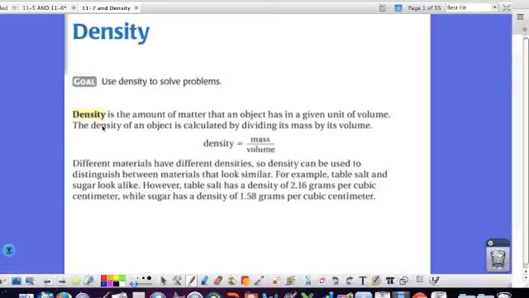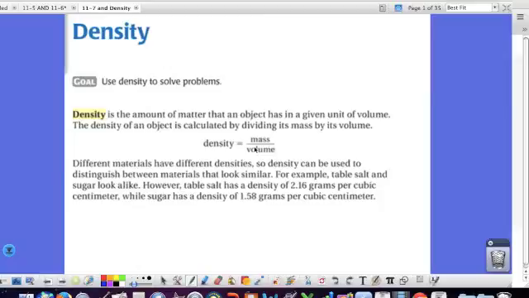So here we're going to use density to solve problems. And depending upon what science class you're in this year, you might have worked with density already. It is an 8th grade science standard. I know a lot of my students though are in biology. So density is the amount of matter that an object has in a given unit of volume. The density of an object is calculated by dividing its mass by its volume.